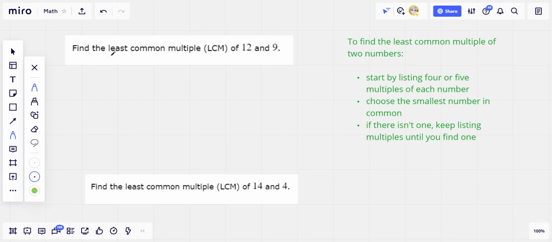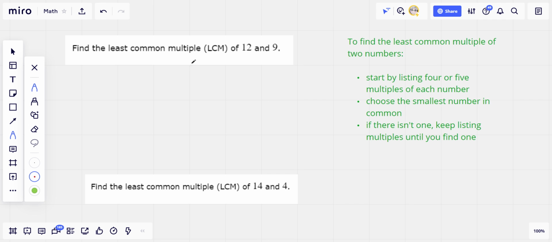In these problems, we're being asked to find the least common multiple, sometimes abbreviated LCM, of two numbers. In this case, 12 and 9, and then 14 and 4. This is a really useful thing to know how to do when you're dealing with fractions. Often it's that least common multiple that you'll choose to make the denominator the same before you add or subtract fractions. So this is a good skill to get under your belt.